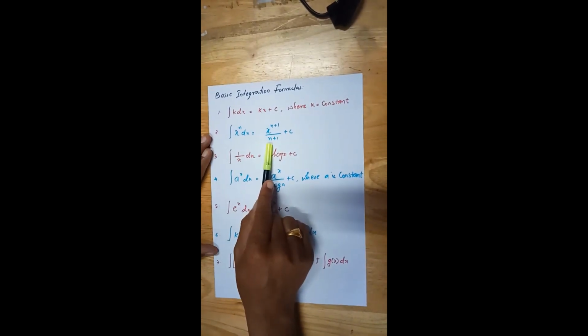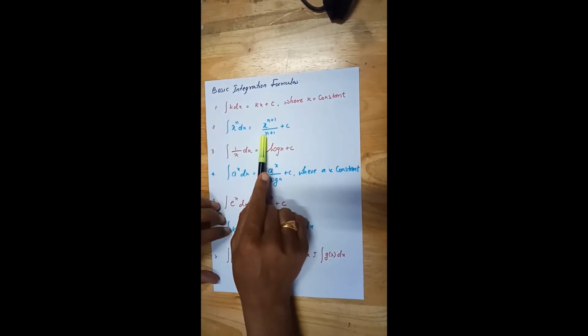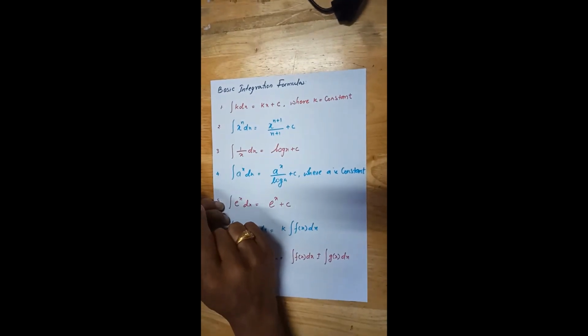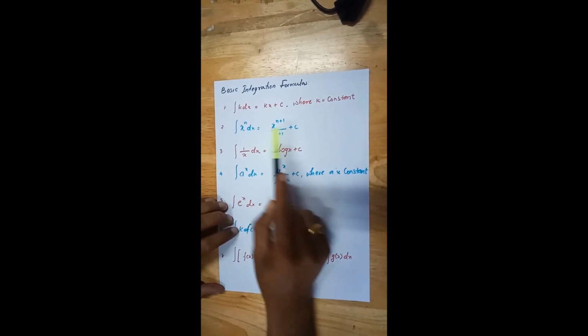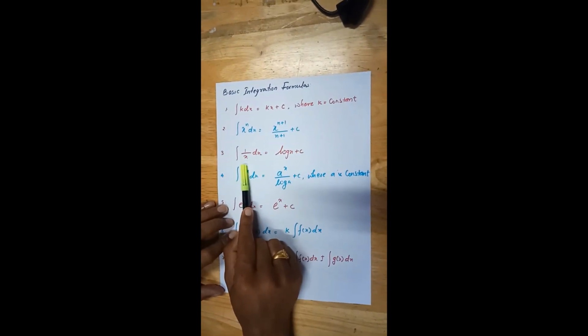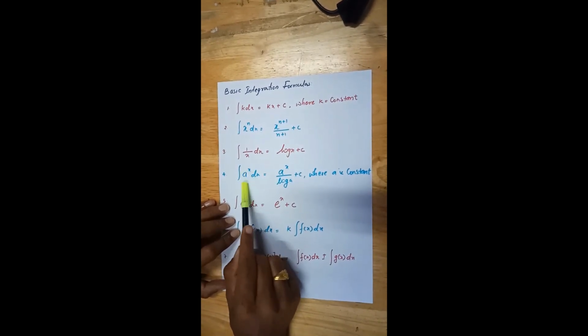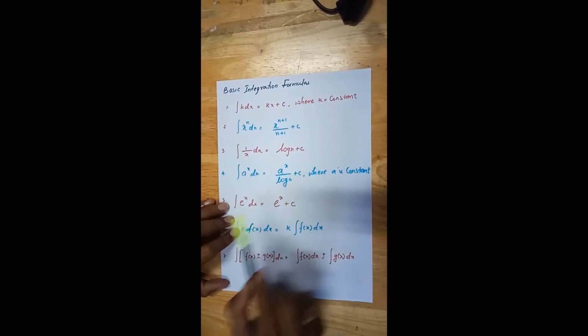The second one is the power rule. You have already seen this power rule in differentiation as well as in integration. Now it's coming. So x to the power n dx: the power will increase by 1, and whatever power is coming here, you divide by that power. Integration of 1 by x is always log x. Integration of a to the power x, where a is a constant, is equal to a to the power x divided by log a plus c.